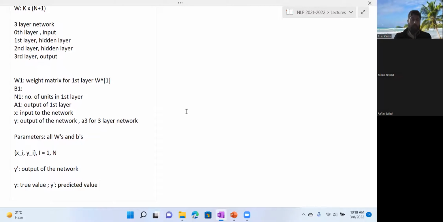So obviously we would like to have a model which would give you a predicted value identical to the true value. Of course, that's the goal.